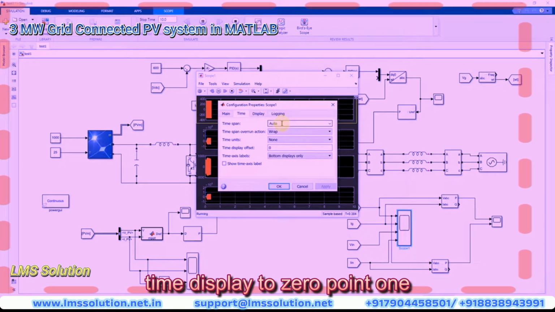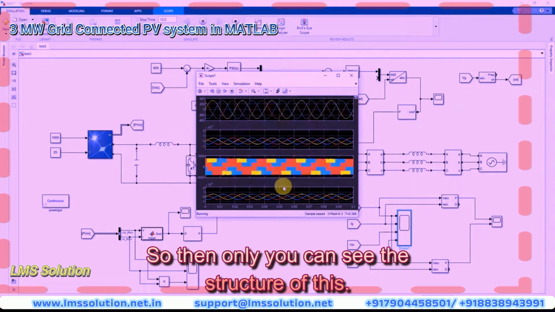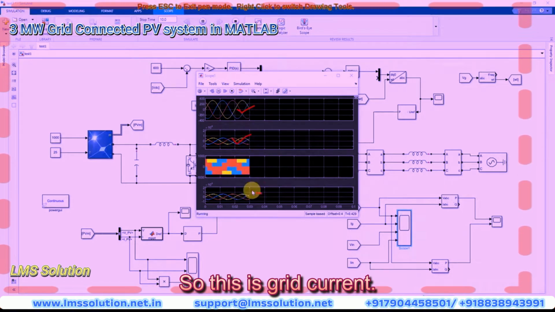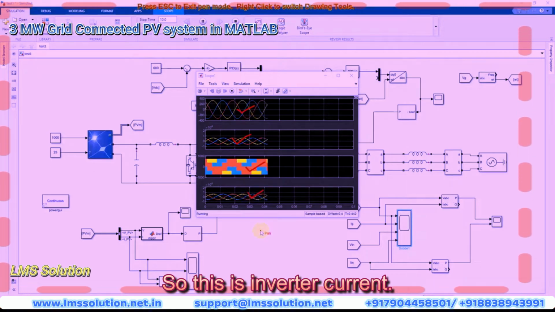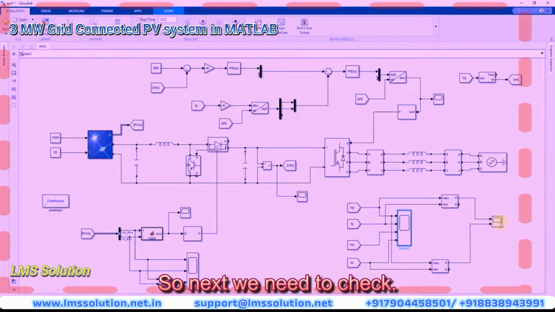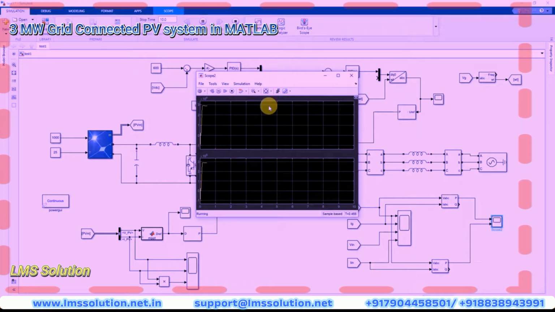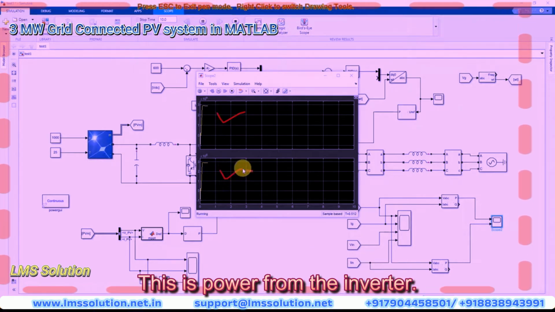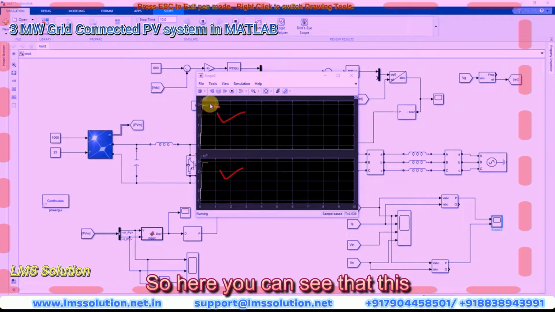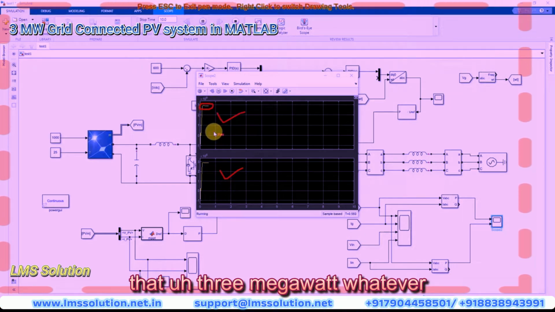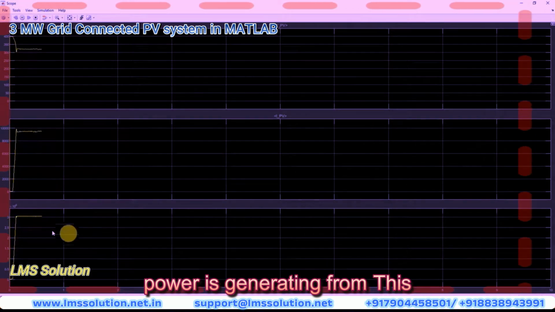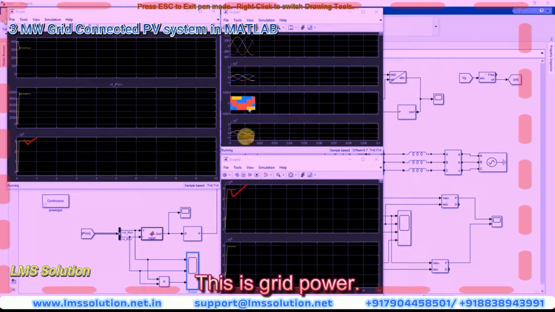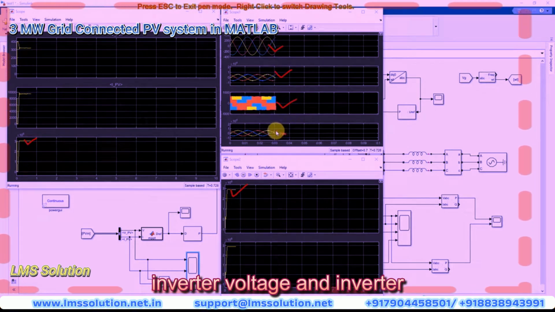So here I'm going to change the time display to 0.1 second, so then only you can see the structure of this. This is grid voltage, this is grid current, this is inverter voltage, and this is inverter current. So next we need to check the power of the grid and the power of the inverter. This is the power of the grid, power sent to the grid. This is power from the inverter. Okay, so here you can see that it reaches a maximum nearer to 3 megawatt, whatever power is generated from this PV, right? Here you can see that whatever power is generated is sent to the grid, right? This is grid power, this is grid voltage, grid current, inverter voltage, and inverter current.